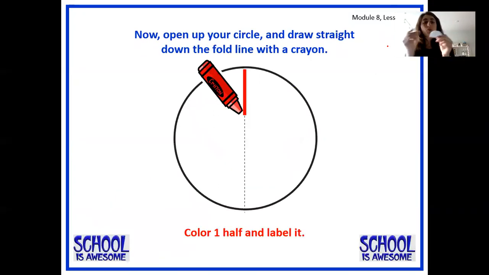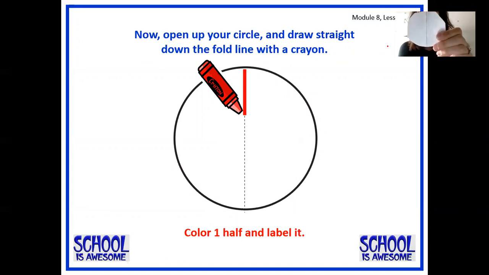So once you've folded it, and now you can open up your circle, then you can draw a straight line down that fold line. Right down the line that you folded, like we did with the square or the rectangle, you're going to do with the circle. So you draw right down with a crayon, with a pencil, with a pen, whatever you have.